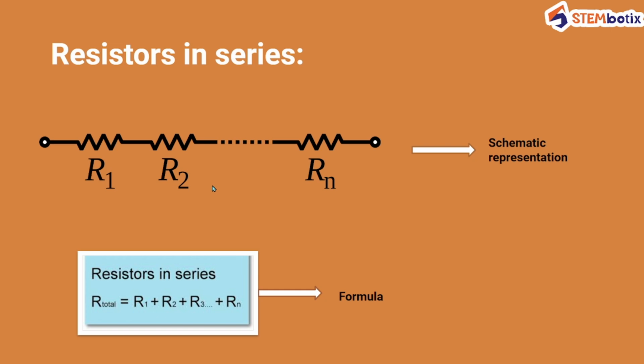Now whenever resistors R1 to Rn are connected in series, the formula for the total resistance is the simple algebraic sum: R total equals R1 plus R2 plus R3 plus up to Rn. So this is the simple formula, the algebraic sum of n resistors connected in a series connection.